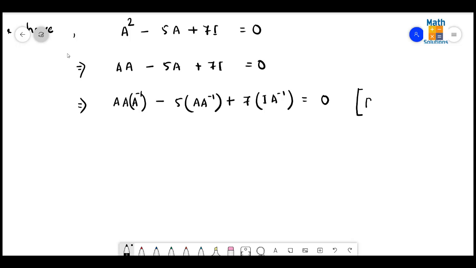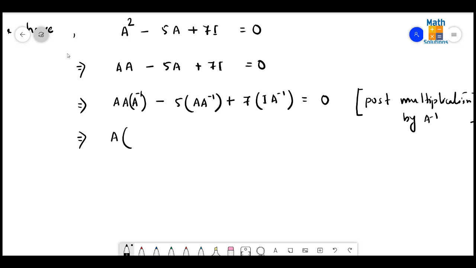So this is the way I can write it, post multiplication by A inverse. Post means after, means in each term we find A inverse after the term actually.